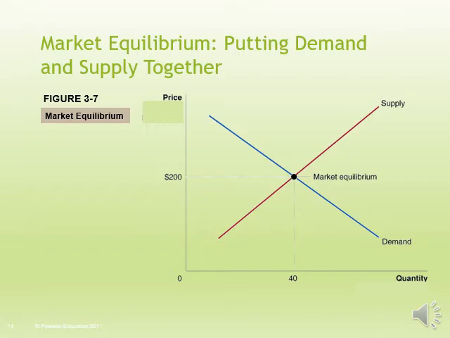And this is a place which is on the demand curve as well, meaning that buyers are willing to buy the same quantity as suppliers are willing to supply at that price, but at no other price.